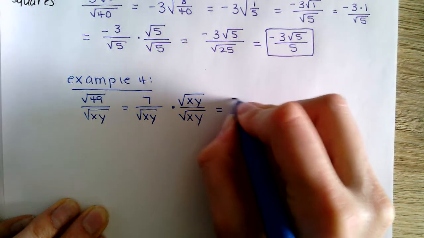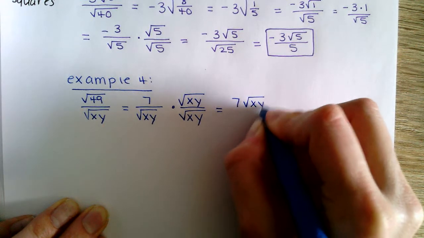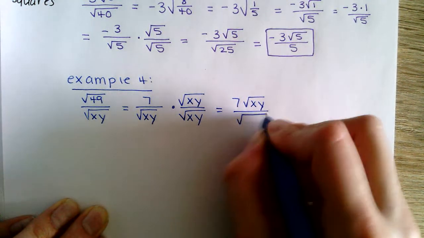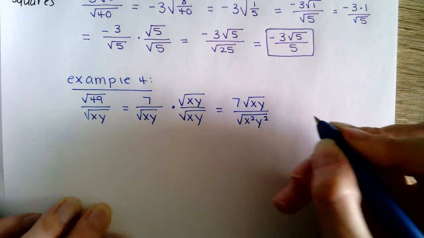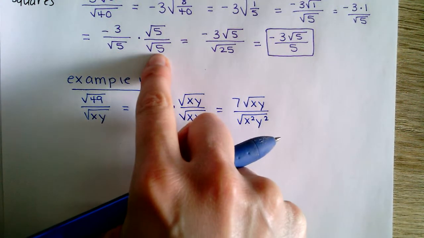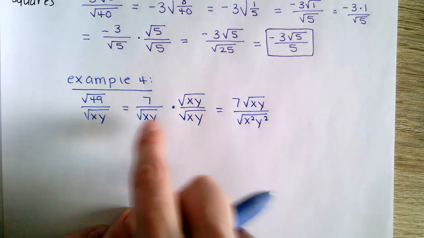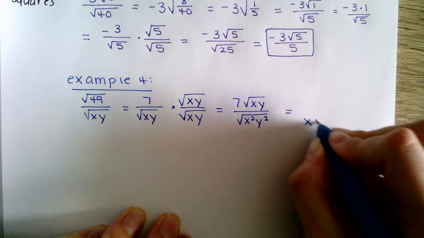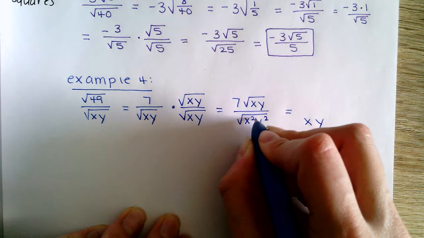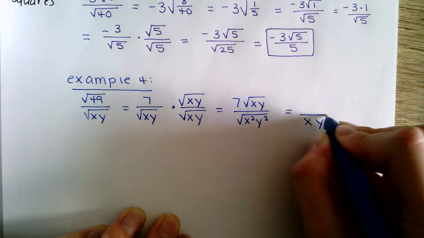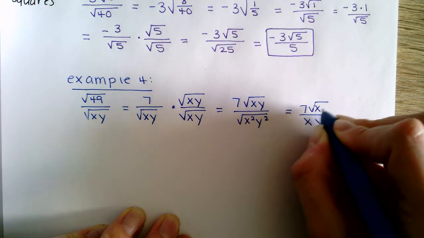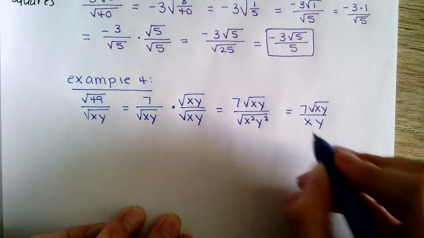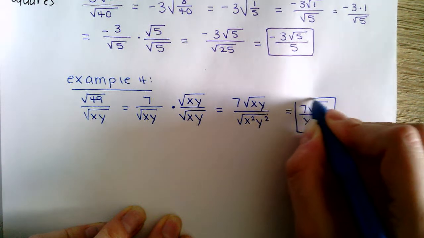So now on the top we have 7 radical xy over radical xy times radical xy would give us radical x squared y squared. But as we know, if I do radical 5 times radical 5, that ended up simplifying to 5. So by doing a radical xy times radical xy, that's going to simplify to just xy, which it would if I take the square root of x squared, that's x, the square root of y squared is just y. So now we have 7 radical xy divided by xy. There's a 7 on the outside and an xy. Those do not have anything in common, so therefore we are done.